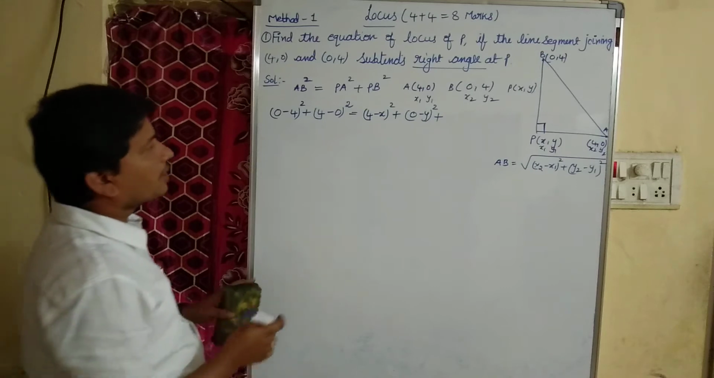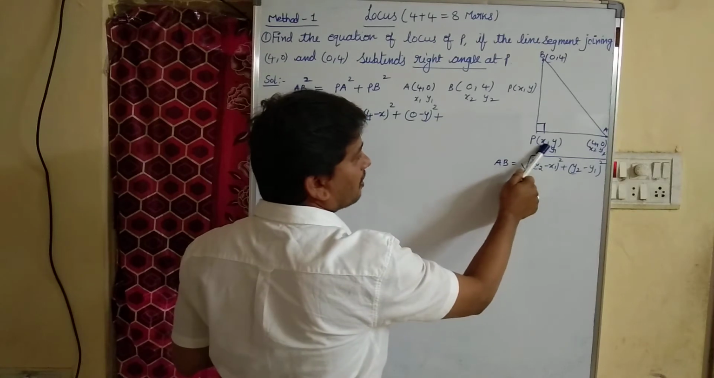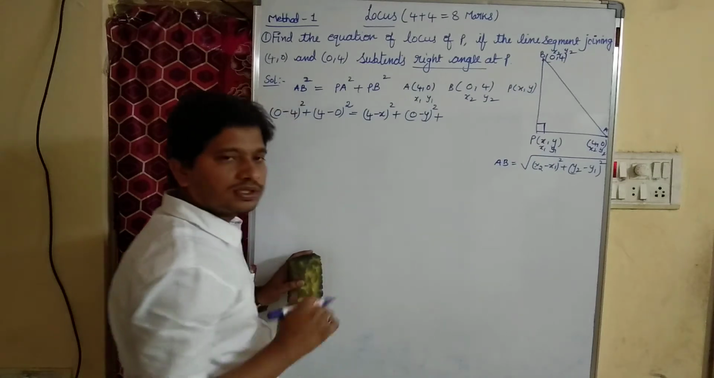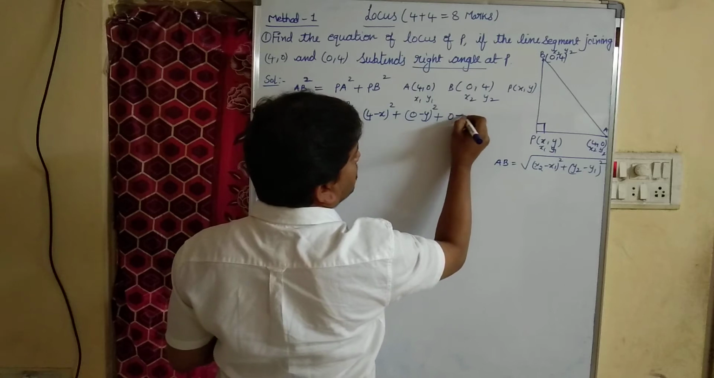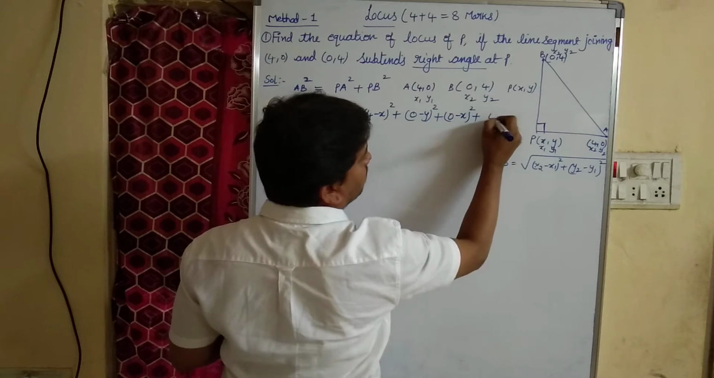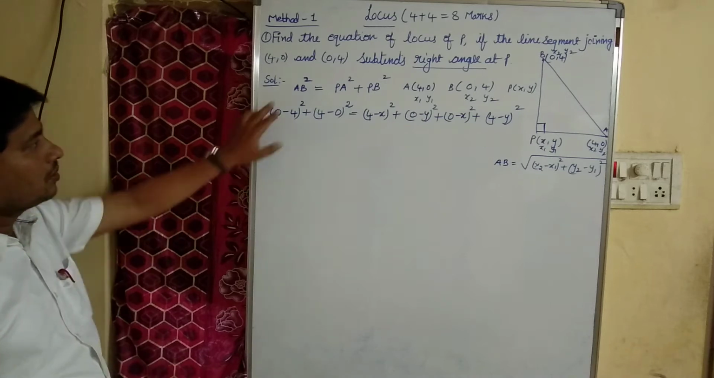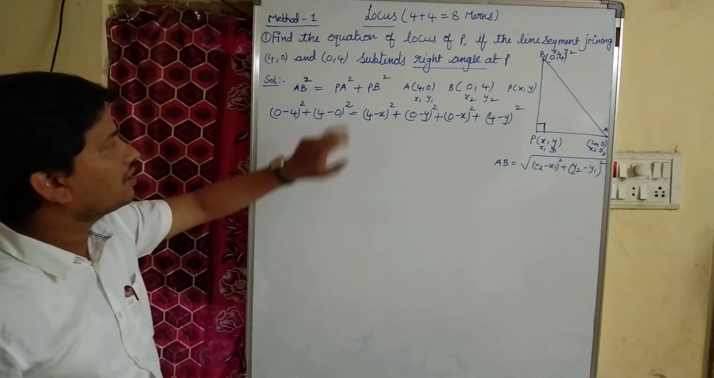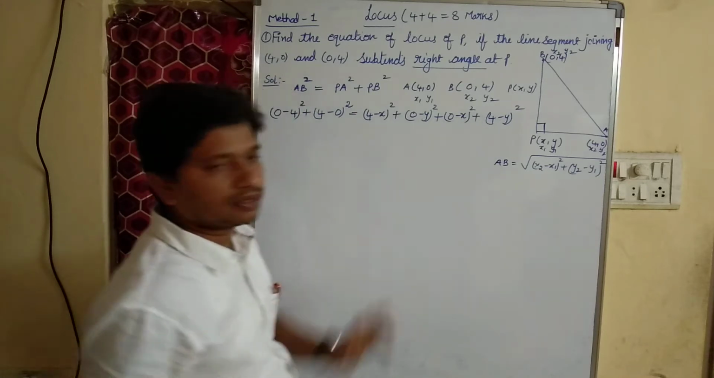Plus, now coming to distance between P and B. So P is x comma y, that is x1 y1. B is 0 comma 4, that is x2 y2. Same, distance between P and B: x2 minus x1 whole square, I mean 0 minus x whole square, plus y2 minus y1 whole square, that is 4 minus y whole square. AB means distance between A and B, which is on left hand side. In between we have equal sign. PA means distance between P and A. This is PB, means distance between P and B.